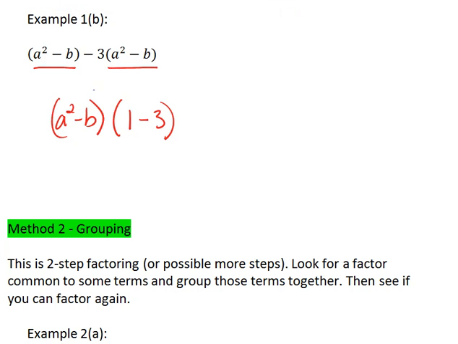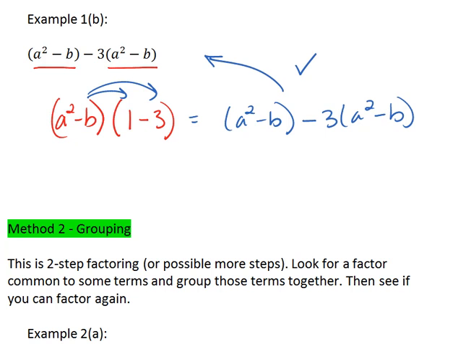Again, we always want to double check by multiplying through. And we find that we're left with a squared minus b minus 3 times a squared minus b, which is the same as what we started with. So our final answer is a squared minus b times 1 minus 3, which can be reduced even further into 2a squared minus b.